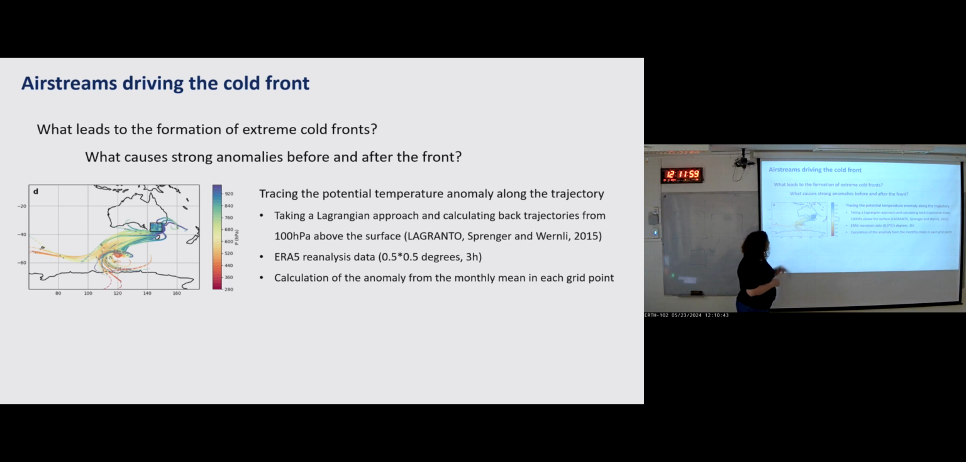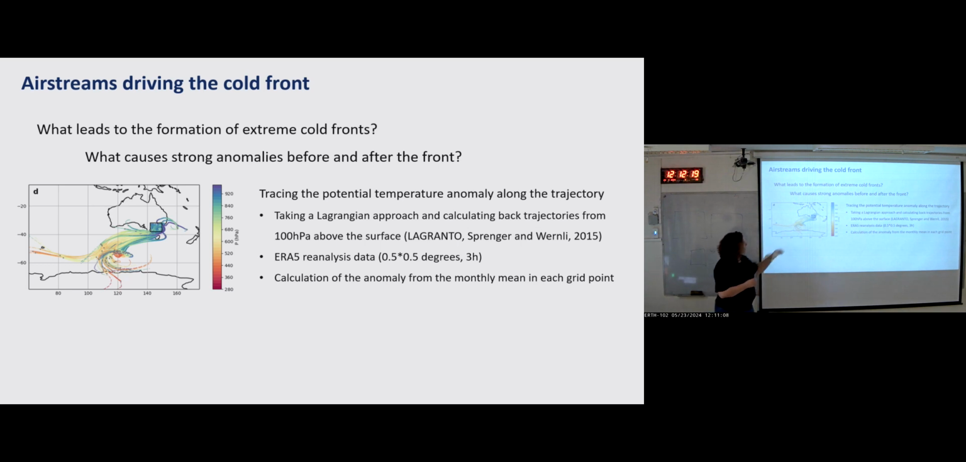We're using Lagranto, which is what you can see here. These are backward trajectories that started from near the surface, about 100 hectopascals from the surface. We're running them for 96 hours backwards using ERA5 data. Here they're colored by pressure: the bluish colors are near the surface and the reddish are higher up.